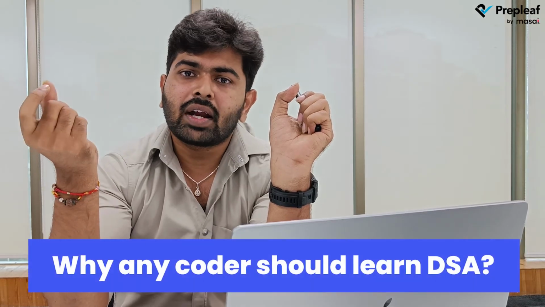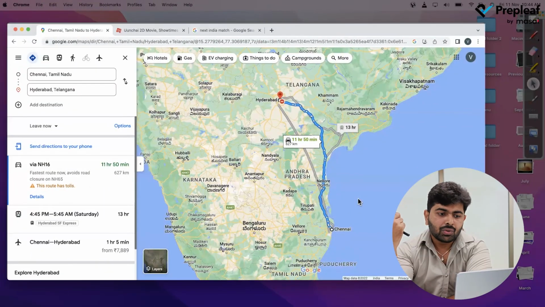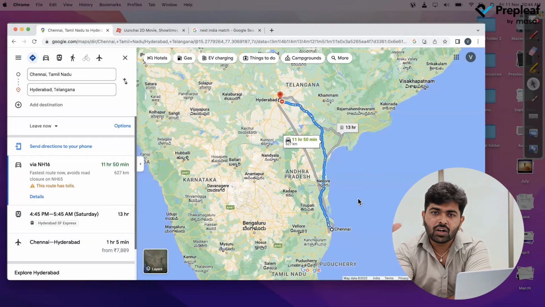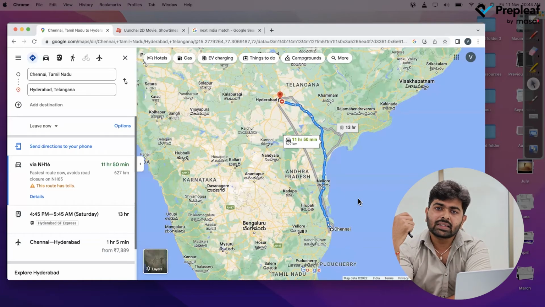Why should any coder learn DSA? Let's come to that question. Let's assume you are trying to implement maps for your company. Your company has some networks. I don't want to use Google Maps and I want to create my own maps. First of all, you should find out all the cities where your company provides the service. Then you need to store all the cities. On top of that, you have to design your own algorithm.